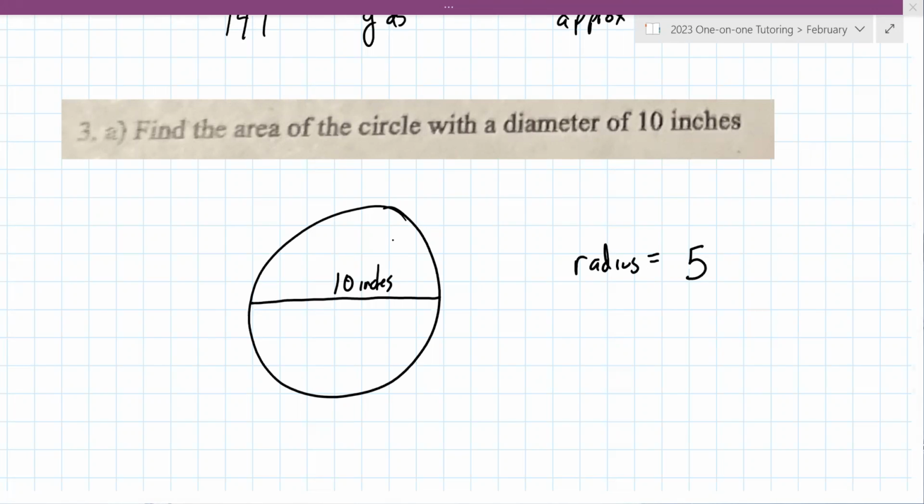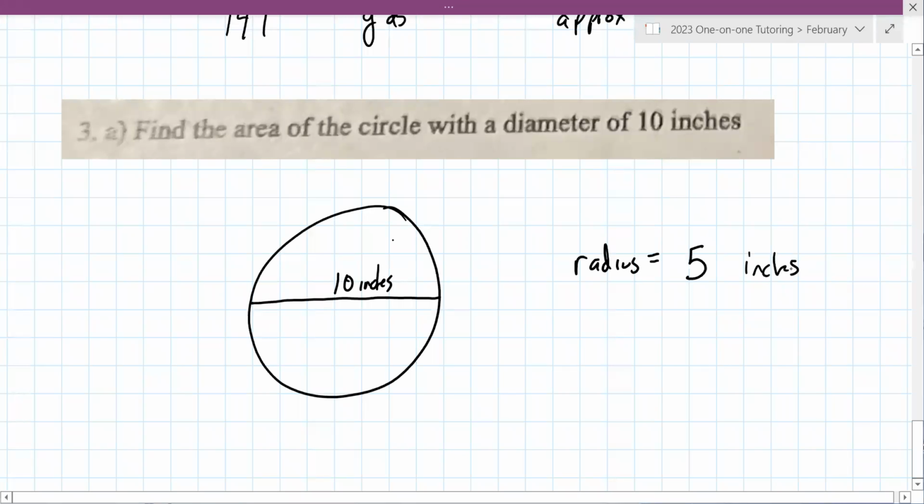What is the radius? What are the units of radius? 5 inches squared. It's 5 inches. Radius is a length, not inches squared. All right, now what is the formula for area?